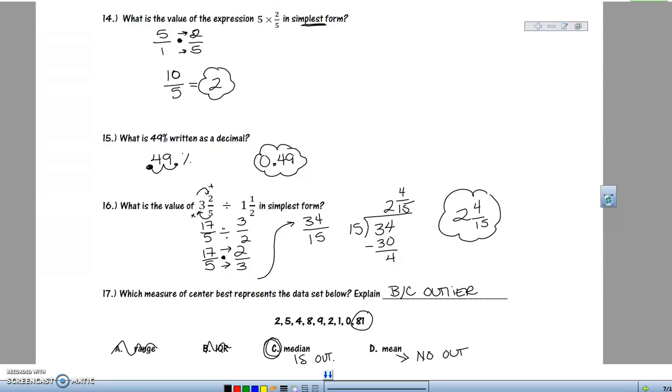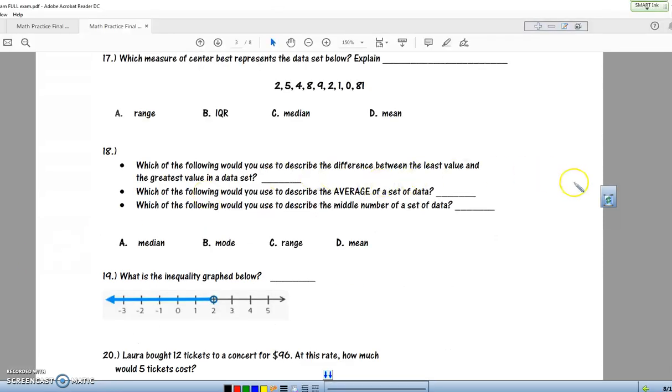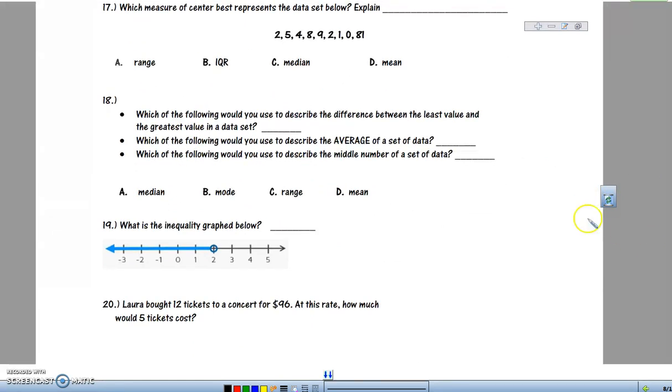Okay, let's look at number 18. Which of the following would you use to describe the difference between the least and greatest? That's range. That's choice C. Average is mean. Choice D. And the middle is the median, or choice A.